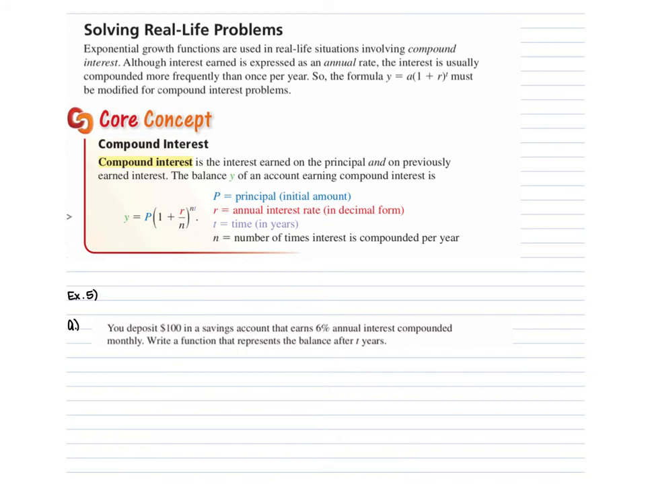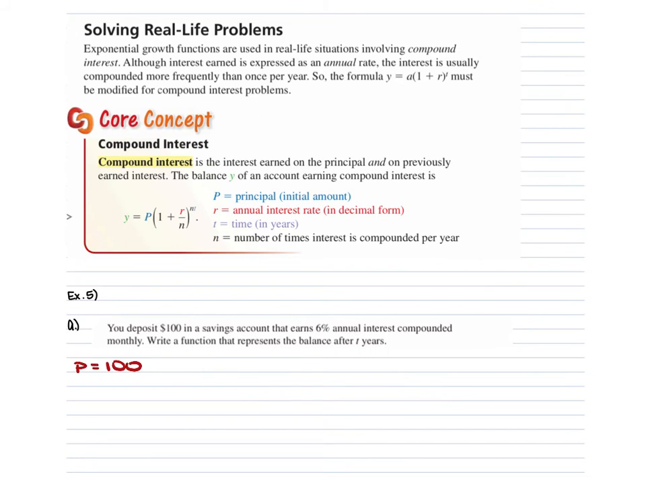Okay, so if we look at example A, it tells us that we deposit $100 in a savings account that earns 6% annual interest compounded monthly. Write a function that represents the balance after t years. So you've got a couple things you have to pull apart here. It tells us that we deposit $100. That's our initial starting amount, so that's what P is. So P is $100.